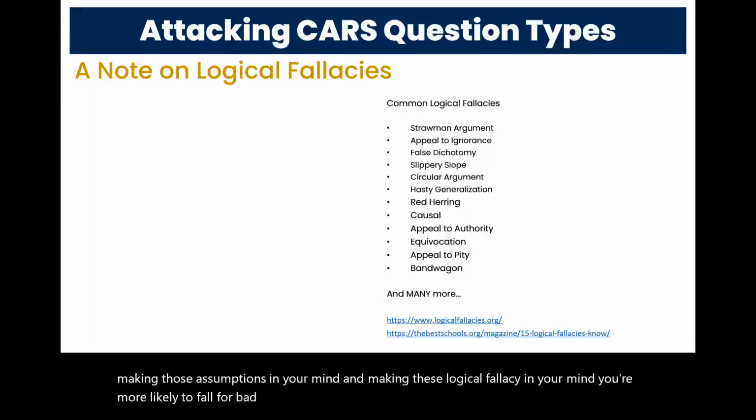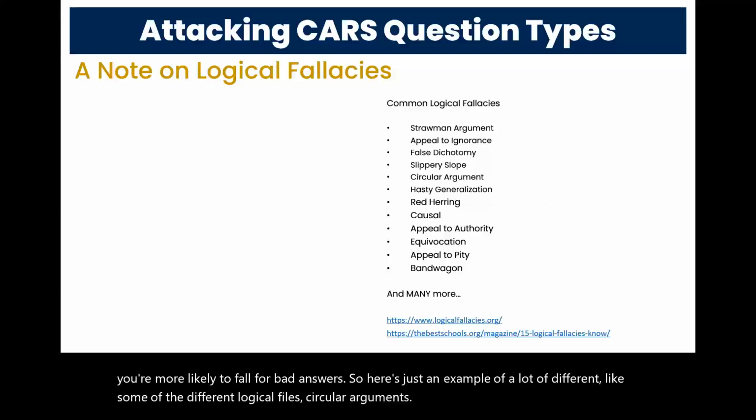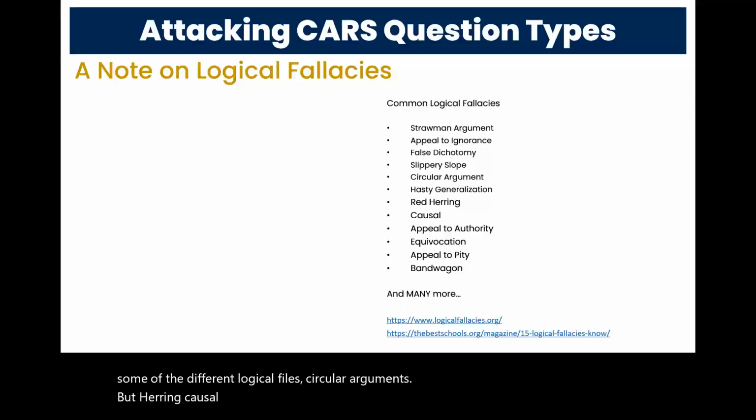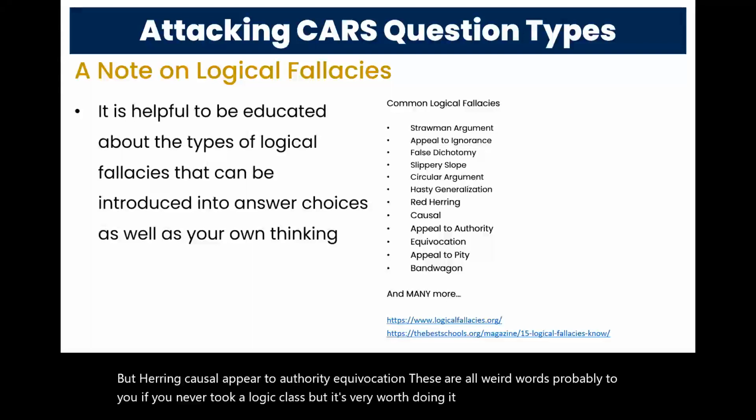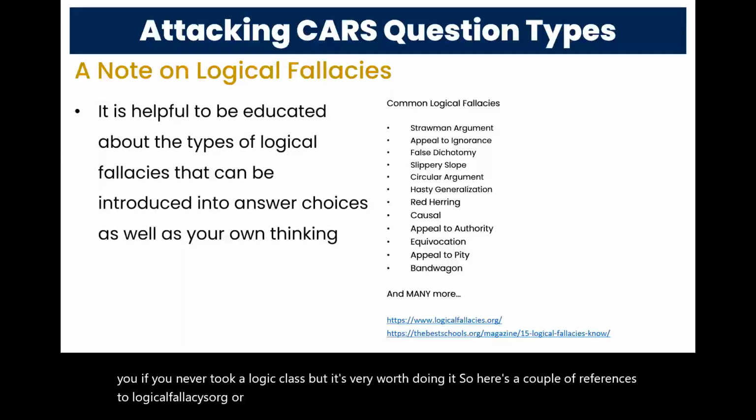So here's an example of some of the different logical fallacies: circular arguments, red herring, causal, appeal to authority, equivocation. These are all weird words probably to you if you never took a logic class, but it's very worth doing it. So here's a couple of references: logicalfallacies.org, or this article at thebestschools.org/magazine/15 logical fallacies. It's good to just familiarize yourself with this idea.